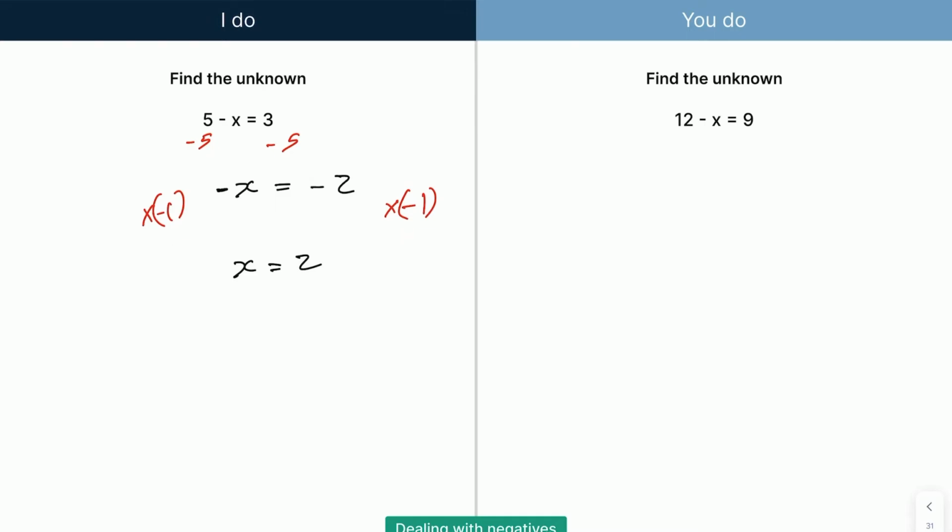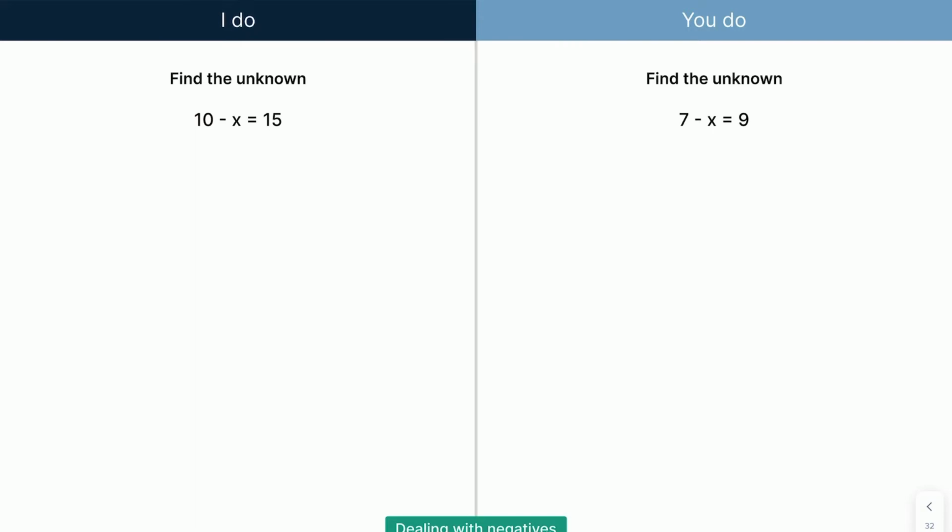So hopefully you've pressed pause and had a go at this example. Again, if you want to get x on its own, we're going to do the opposite here to get rid of the 12. So that then gives us minus x is equal to minus 3. And now we just times each side by minus 1, and that gives me x is equal to 3.